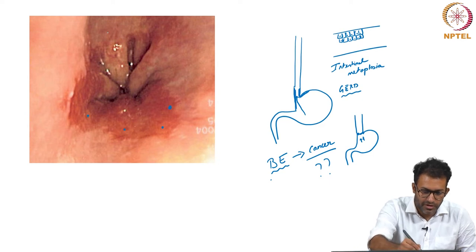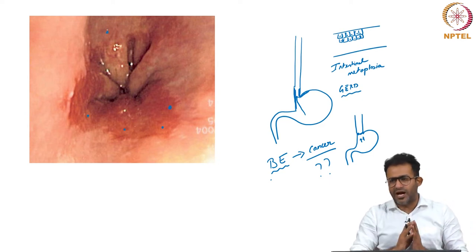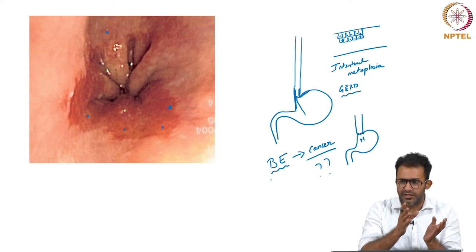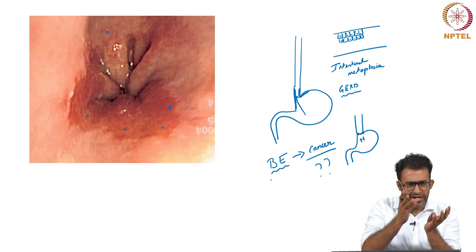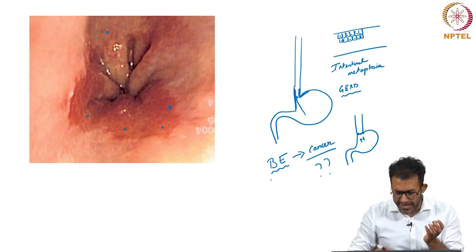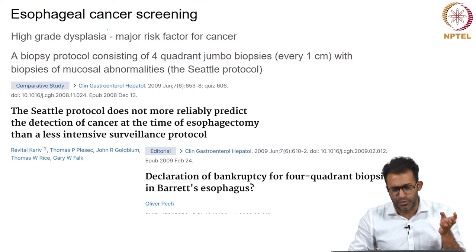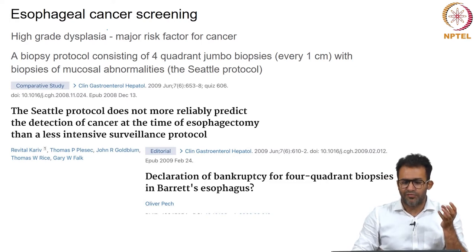It could be over here. Honestly, looking at this particular image, I am not able to find out where this particular Barrett's esophagus could have cancer. And to understand that, they have devised something called the Seattle protocol. The Seattle protocol consists of 4 quadrant jumbo biopsies every 1 centimeter, with biopsies of mucosal abnormalities.